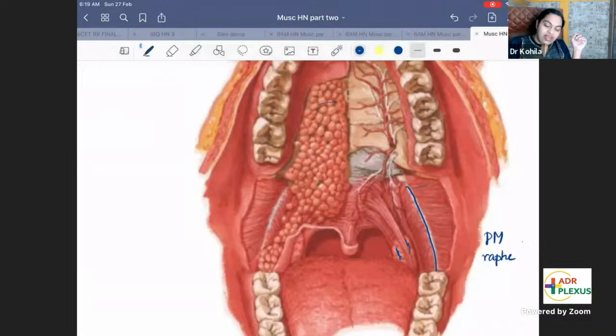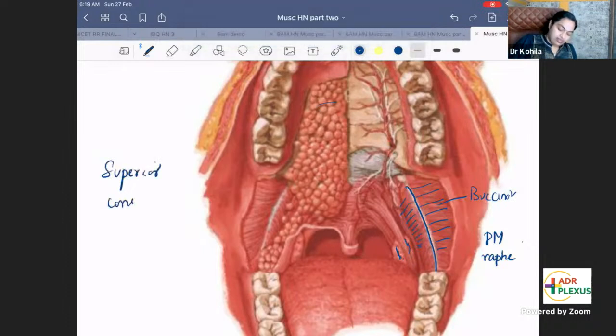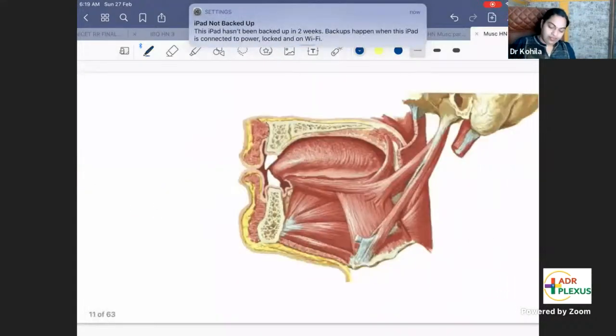From the anterior aspect of it, we saw the muscle of the face, buccinator, right? From the posterior aspect of it, a muscle which forms the tonsillar bed, the lateral wall of the tonsil, superior constrictor. Yes, guys. Okay. Again, another image to show you the palatoglossus.